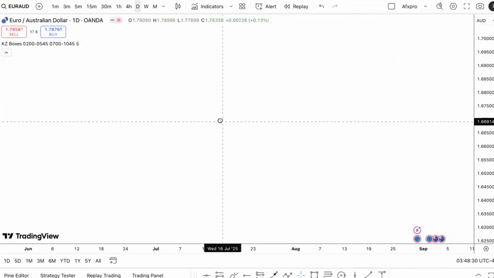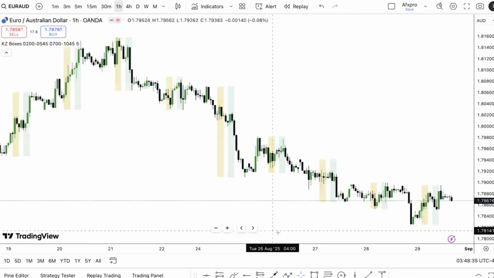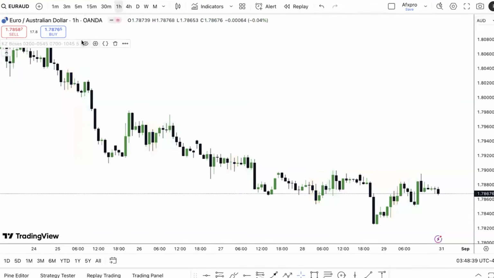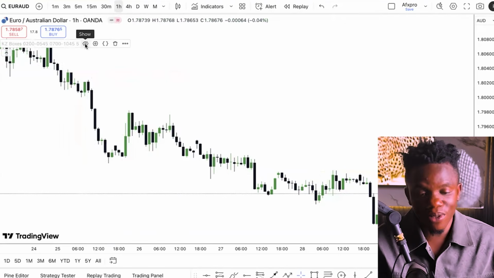Now, when it comes to entry, trust me guys, this is my strength as a trader. I can't lie to you guys, I trade the session of the market. Trust me, I trade the session of the market more than all this market structure you guys work with.